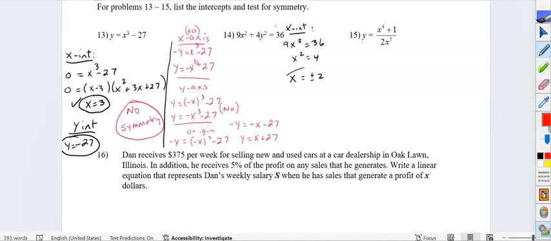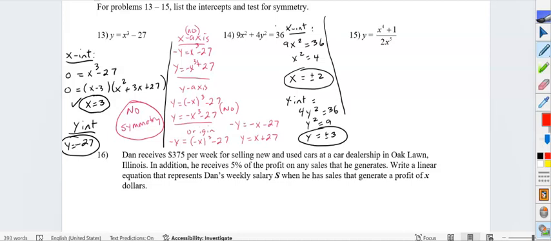So those are the x-intercepts. For y-intercepts, let's let x be 0 and solve for y. y squared equals 9, so y is plus or minus 3. So we have two x-intercepts, we have two y-intercepts, and now we'll do our symmetry test.